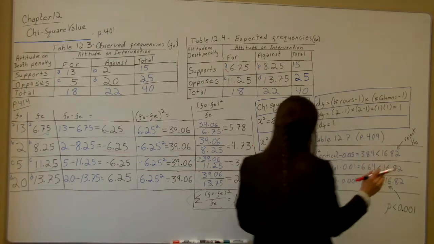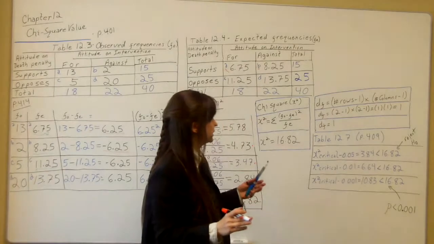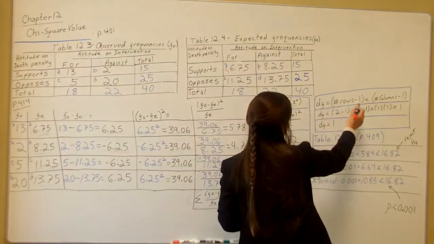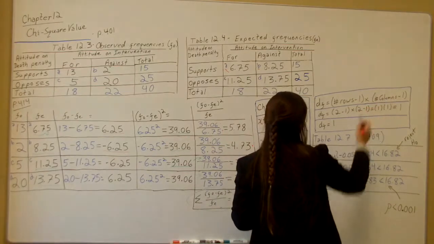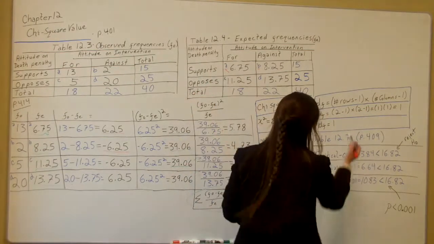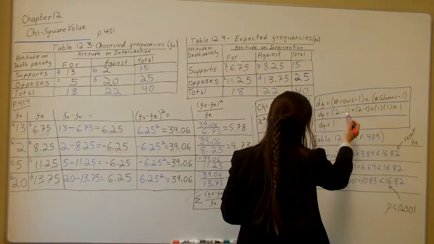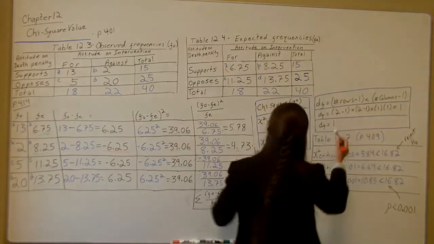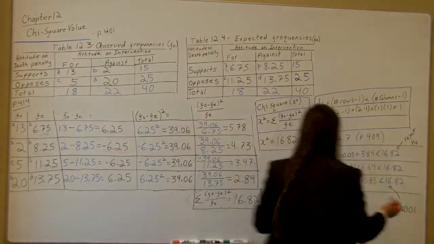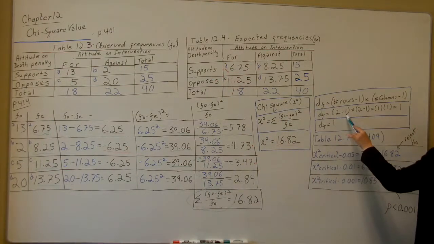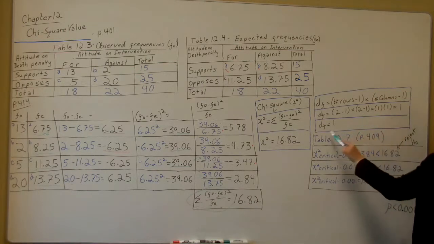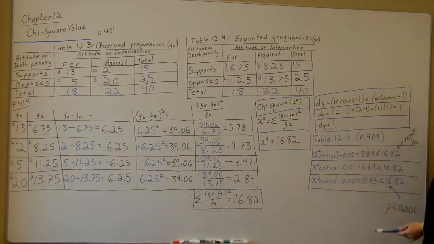Now, in the previous video we explained how to do degrees of freedom, so we'll quickly do it again. It's the number of rows minus 1 times the number of columns minus 1. There are 2 rows, support and opposes, so 2 minus 1. The number of columns is 2, for and against, so 2 minus 1. So 1 times 1 equals 1. Our degrees of freedom are 1.